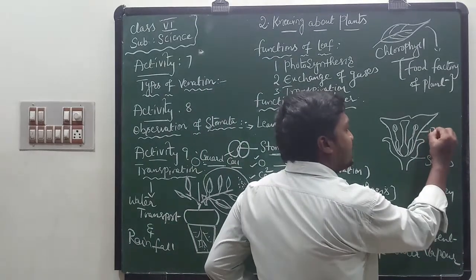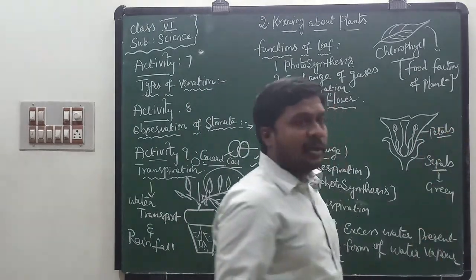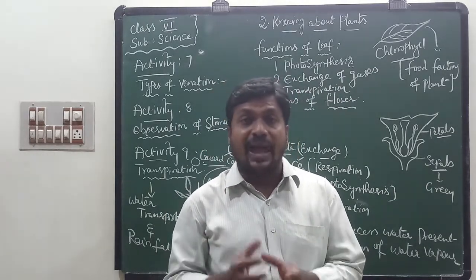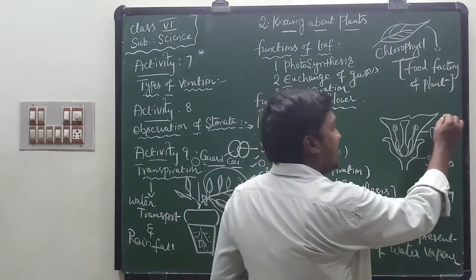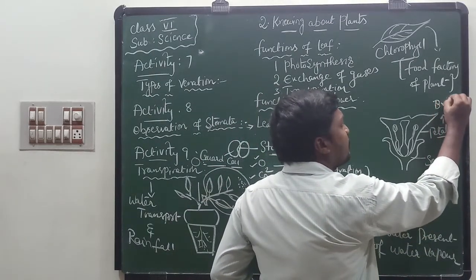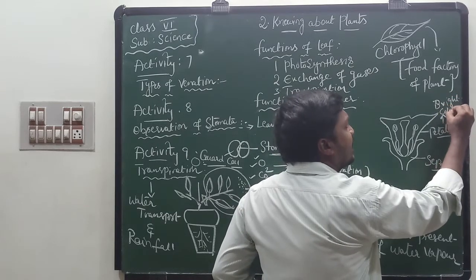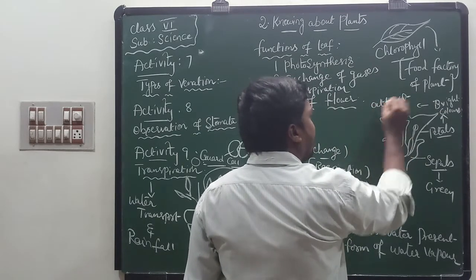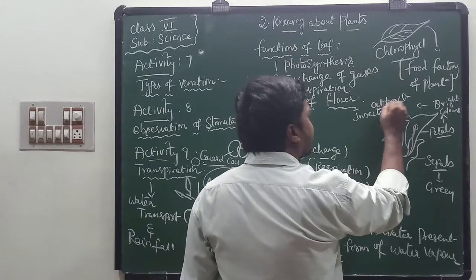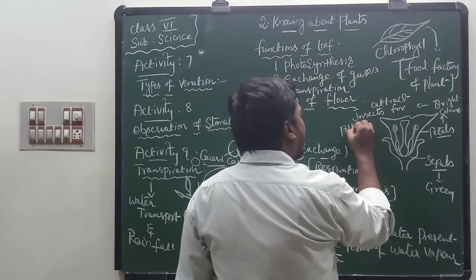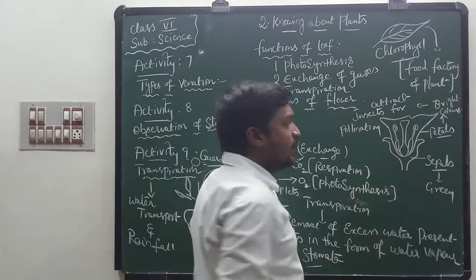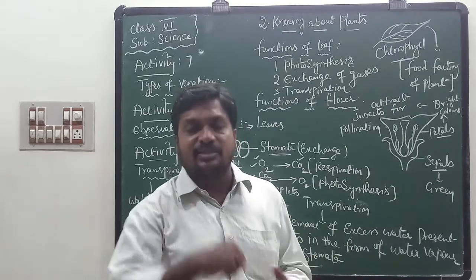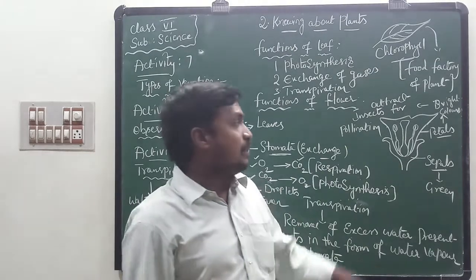Next one is petals. Do you know, if you take hibiscus or any flower, the petals have bright colors. What is the function of petals? They have bright colors, and they help to attract insects for pollination. That's why they have bright color petals. With the help of these colors, they attract insects for pollination. This is about petals.